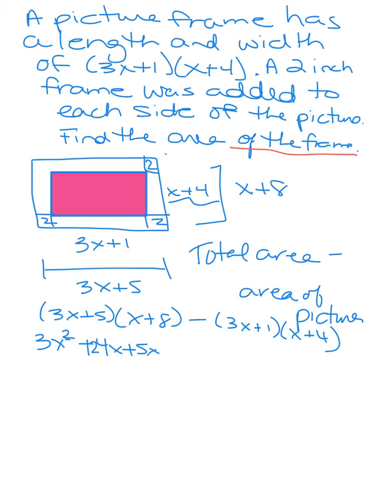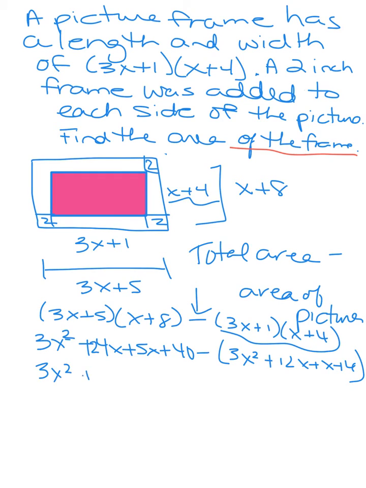plus 5x plus 40 minus, now my area of the picture is also two binomials, so I'm going to use FOIL. Now again, I need to put these in parentheses because I need to distribute that negative sign in the end. So I get 3x to the second plus 12x plus x plus 4. I'll combine my like terms, so I have 3x to the second plus 29x plus 40 minus, I'll do the same thing with my second set of multiplication there with area of the picture. So I get 3x to the second plus 13x plus 4.